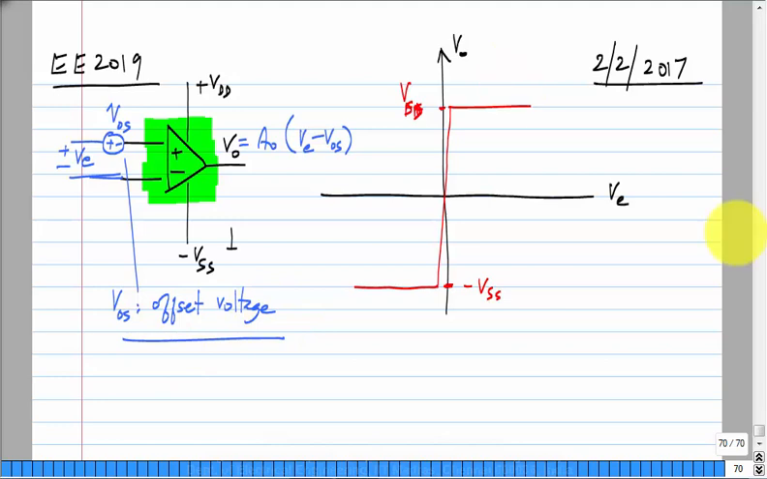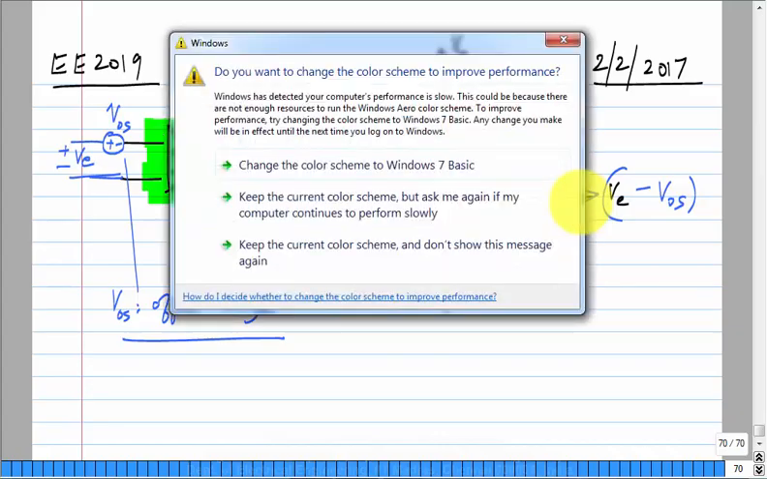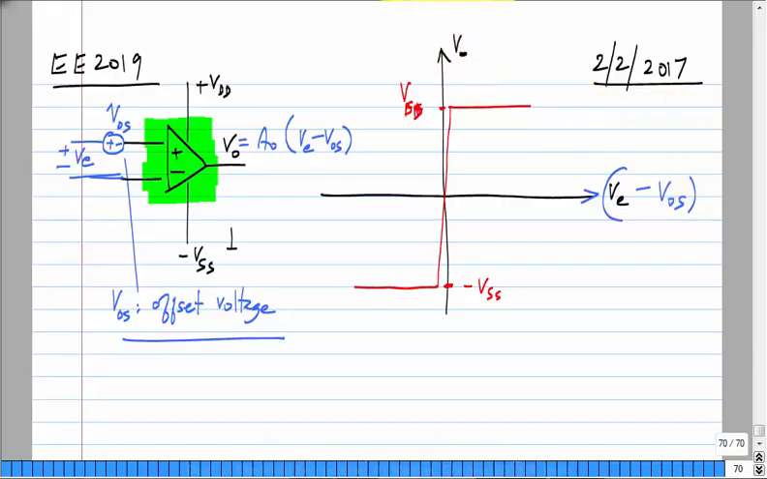So this characteristic I have drawn here is not really V0 versus VE, but V0 versus VE minus VOS. This is how it is going to be in reality. So what is the effect of this? What I have drawn is the characteristic of what I have highlighted in green here, that is V0 versus VE minus VOS. This voltage is VE minus VOS.